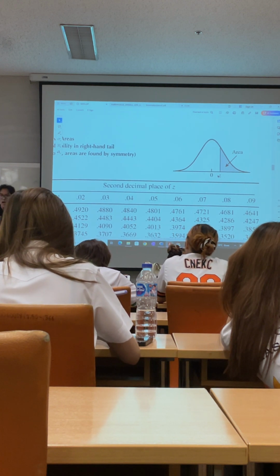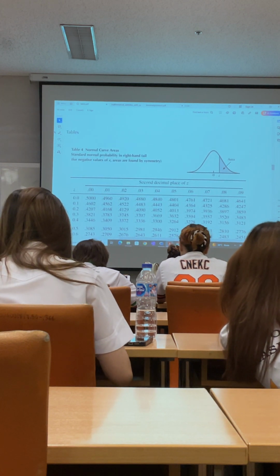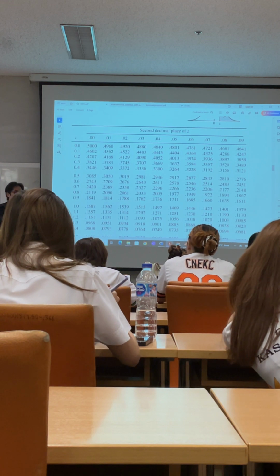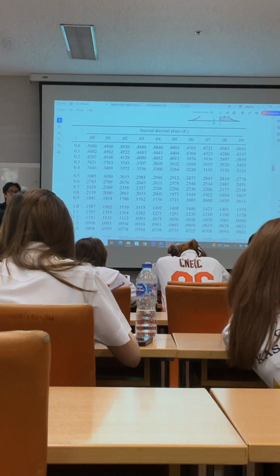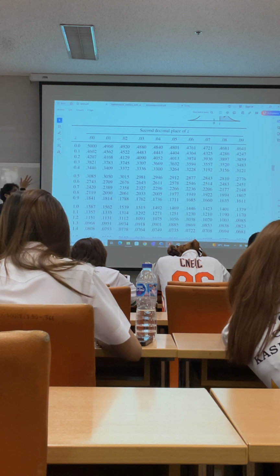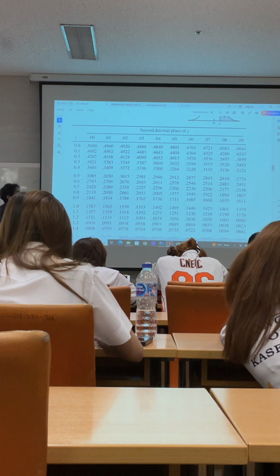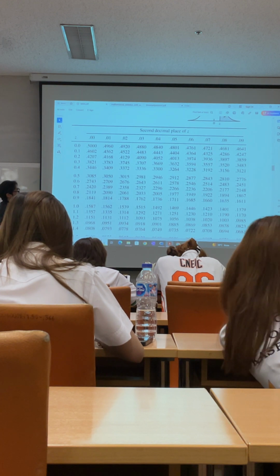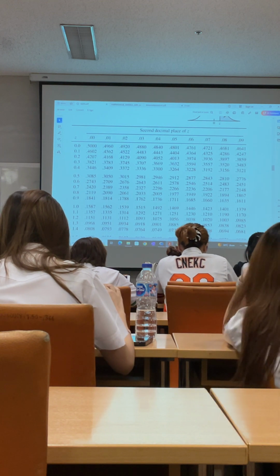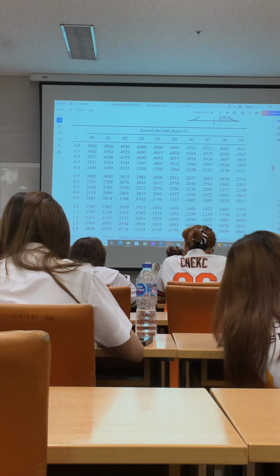Because why do we need the table? Because if we don't use this table, you have to integrate that function. And you can see the function is very complicated. If we try to integrate that, it's going to be a lot of work. So it's better to use a table like this or use the R command to calculate the probability of a normal distribution. Okay, so let's see.